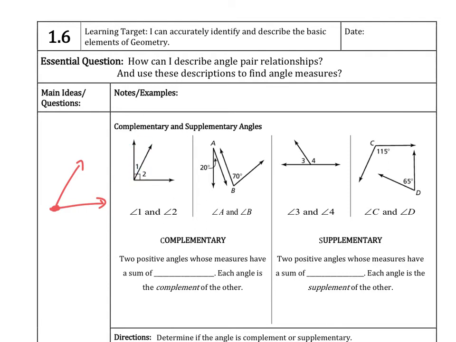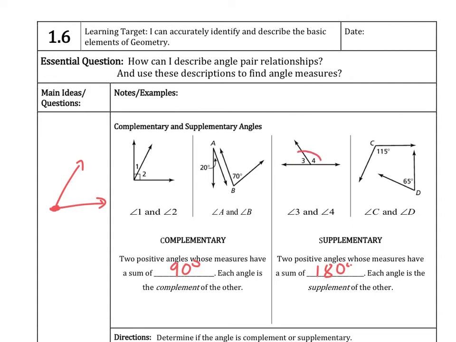These two add up to 90 degrees. We call that complementary. They can be connected like this, or they can be not connected. Here these two are complementary, but they're not connected. Supplementary angles are two positive angles that add up to 180 degrees. Okay, so they can be two angles that are not connected. These 115 plus 65 is 180.